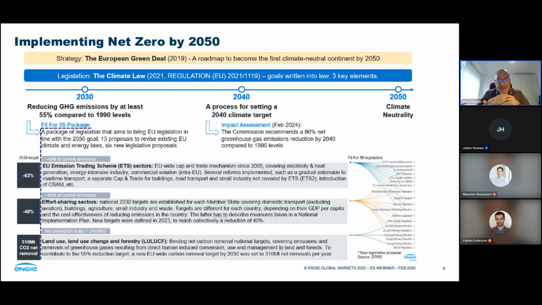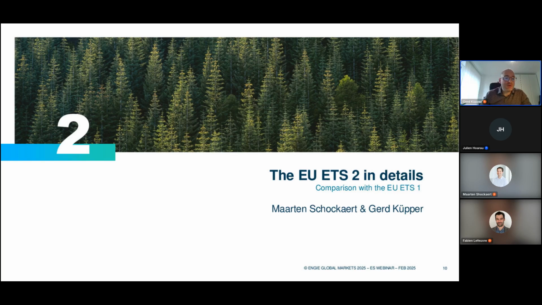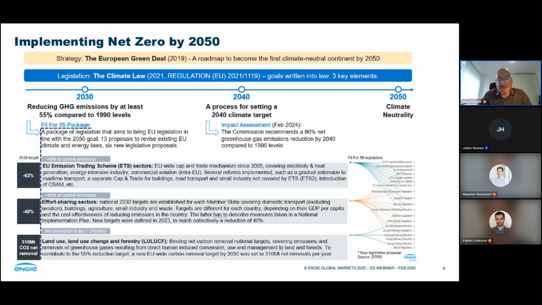Now, what are these intermediate goals? The first goal was that by 2030 we aim to reduce total greenhouse gas emissions, so not just CO2, by 55%. The reference here is always the 1990 levels. It was also said that we should define a process to define a target also for the 2040 reference year. This is why the Commission last year launched an impact assessment, out of which it came to the conclusion that it recommends to go for a 90% reduction by 2040.